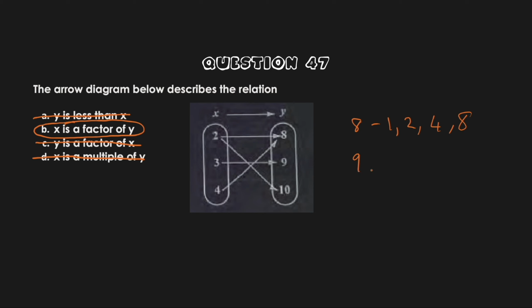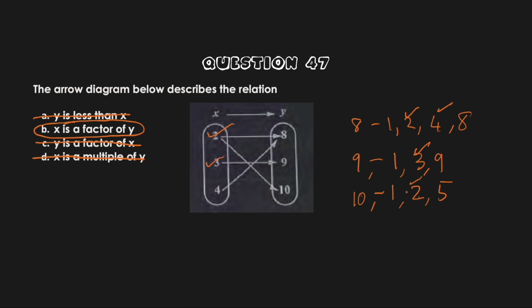The factors of 9 would be 1, 3, 9. The factors of 10 would be 1, 2, and 5. As you can see, we have our numbers here: 2, 4, 3, and 2. So the 2 matches to the 10, just like it does with the 8. So 2 matches to the 10 and the 8. Then we have the 3, which matches with the 9.